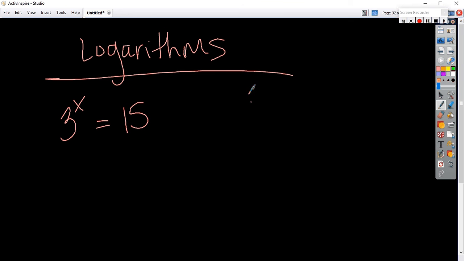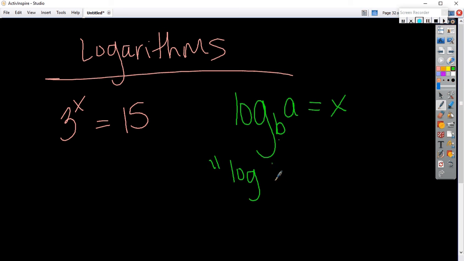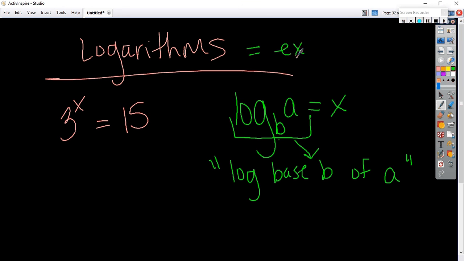All right, so they look a little funny. This is how we write logs. We have a little teeny number here that's written as a subscript. That's called a base. So we read this as log base b of a. And logs always, and I'll say this 1.5 million times, logs always equal exponents. That's what we always set them equal to. So it helps you remember because the order to switch them around kind of gets confusing.